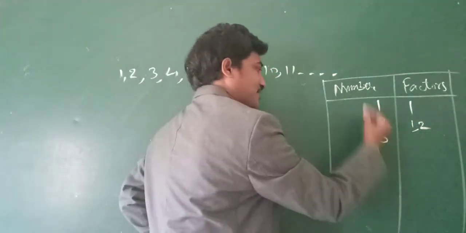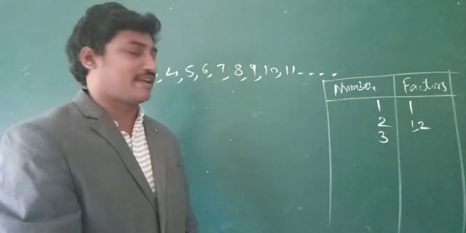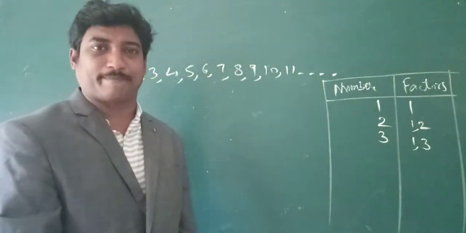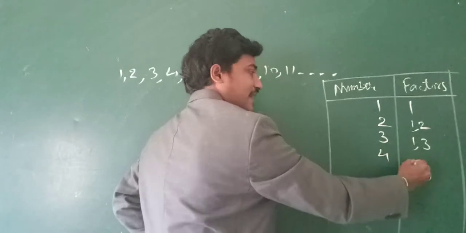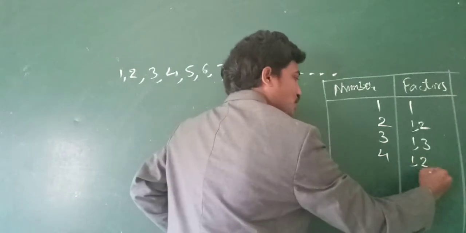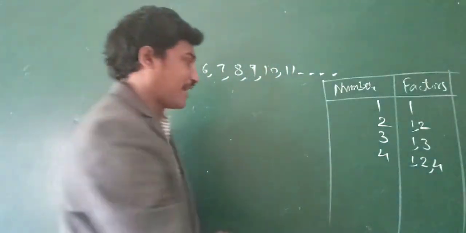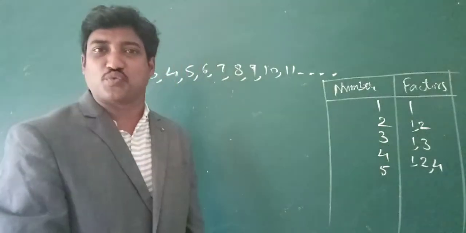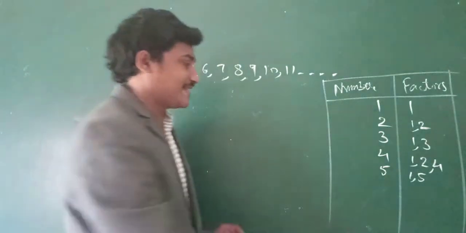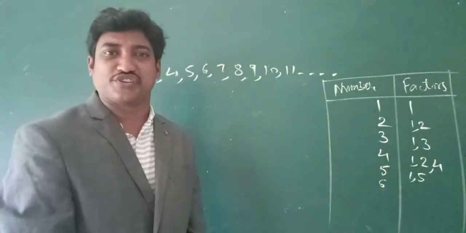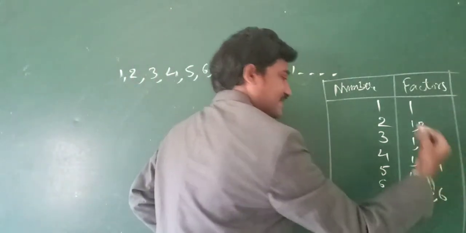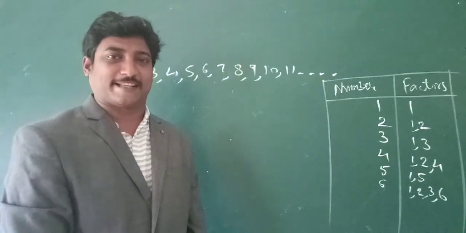Next, the natural number 3. 3 can be written as 1 into 3. So 1 and 3 are the factors of 3. Next, 4 can be written as 1 into 4, 2 into 2. So the factors of 4 are 1, 2, 4. Next, 5 can be written as 1 into 5. So 1 and 5 are the factors of 5. 6 can be written as 1 into 6 and 2 into 3. So 1, 2, 3, 6 are the factors of 6.